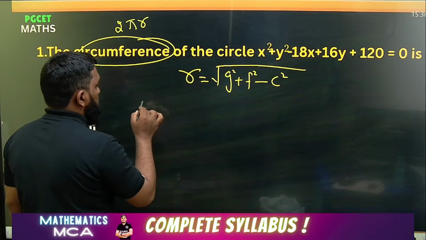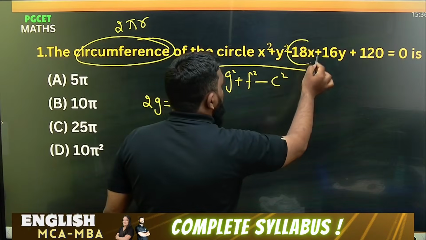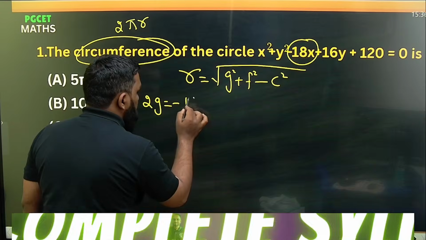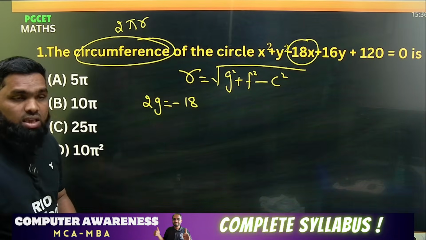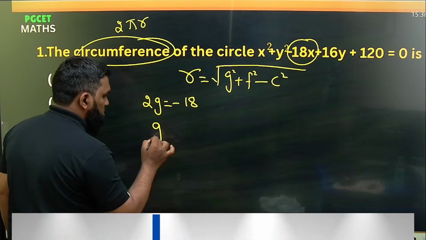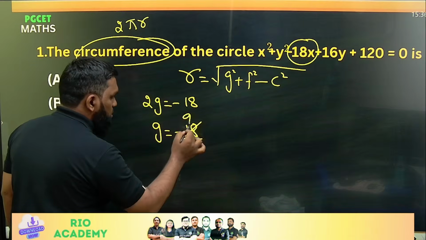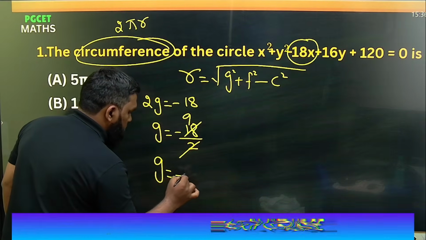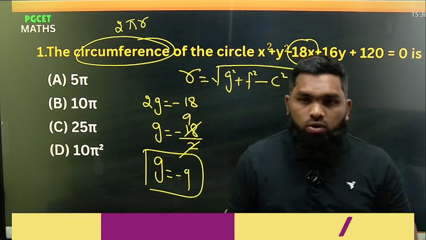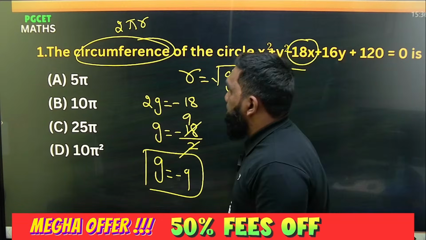G means 2g is equal to the coefficient of x. What is the coefficient of x? It is minus 18. Now we shift: g is equal to minus 18 divided by 2, that is minus 9. The value of g we got, g equals minus 9.